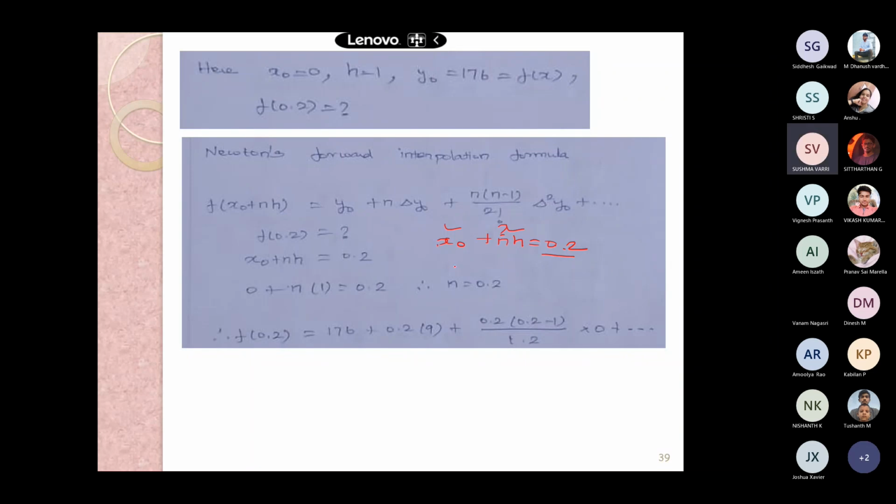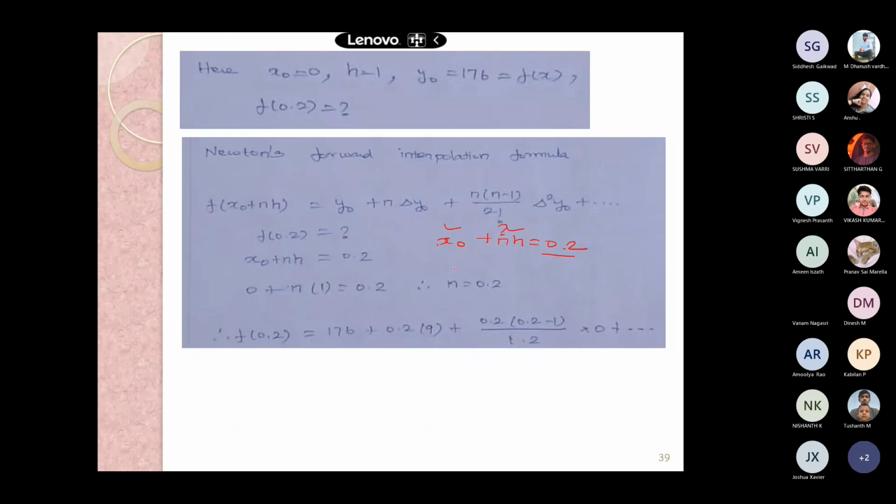Siddharthan, is it clear? Yes, sir. Excuse me, sir, how do you take h equal to 1? Yes, very good. Sir, the h is the difference in the x.